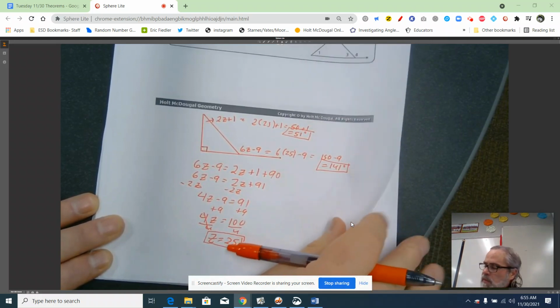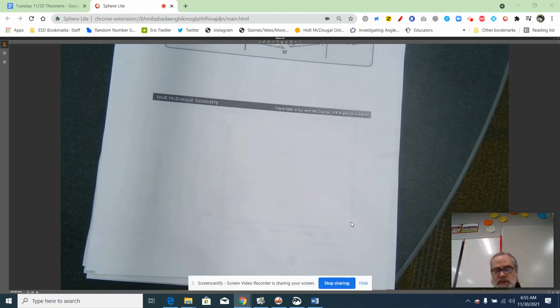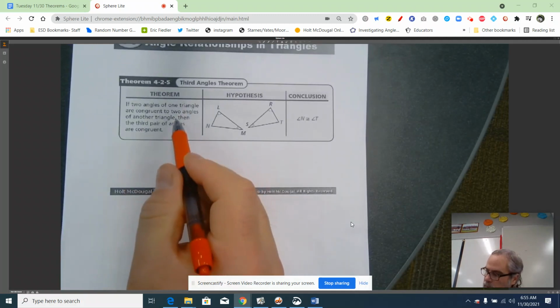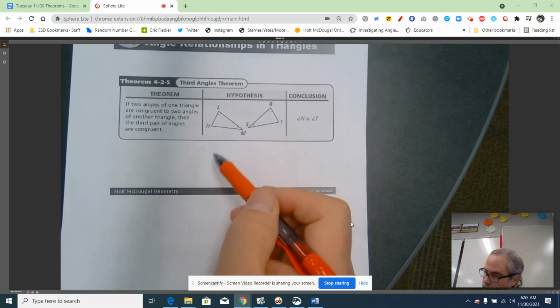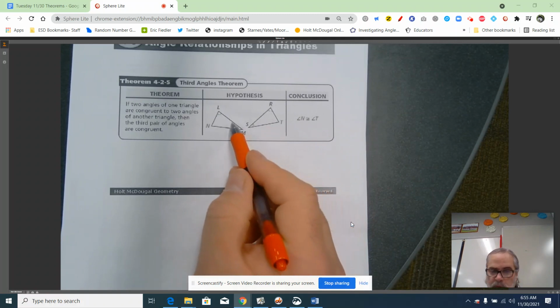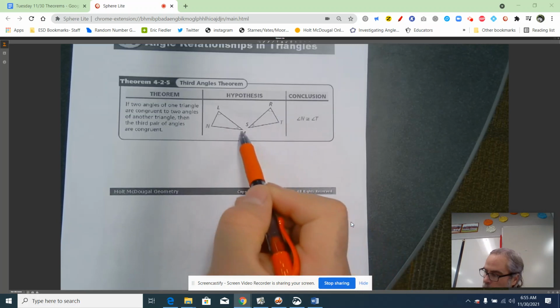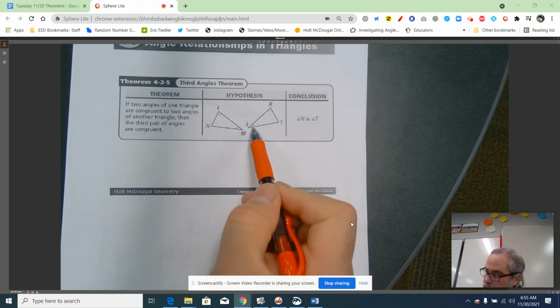Okay, and then the second theorem, again, I'm just barely going to mention this one. It's called the third angles theorem. If two angles of one triangle are congruent to two angles of another triangle, then their third angles are congruent. So if you look at this picture, you have arc marks. L is congruent to R. We have angle M is congruent to angle S.